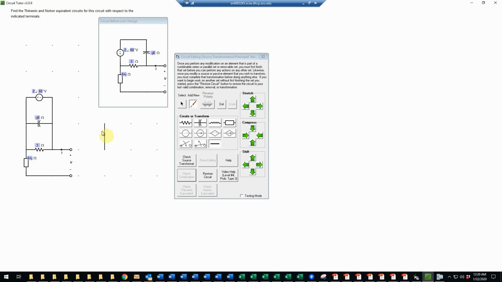Now I need to actually change this to a current source, which I haven't done yet. So I'll click on the current source. I want to make sure that I have the arrowhead on the same side and connected to the same node, basically, that the plus side was. And that's correct by default, although it isn't always going to be like that.